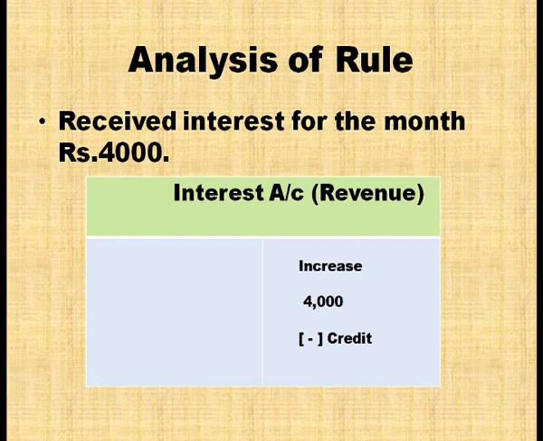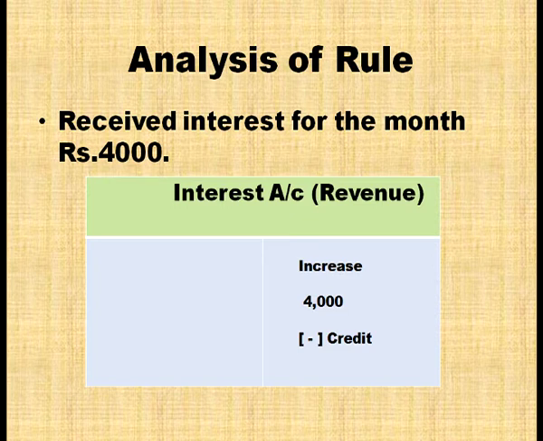Another transaction, received interest for the month rupees 4,000. When interest is received, cash is coming inside the business. Cash being an asset, rule for asset, debit when it is increased, credit when it is decreased. So, cash is increasing, so debited. Interest is a revenue for this business. Interest received, income, revenue. Rule for revenue, revenue when increased, it is credited.